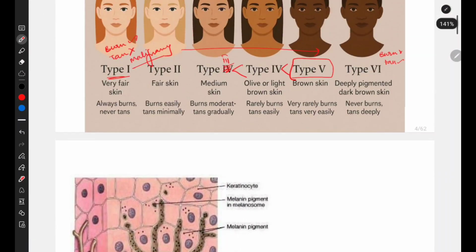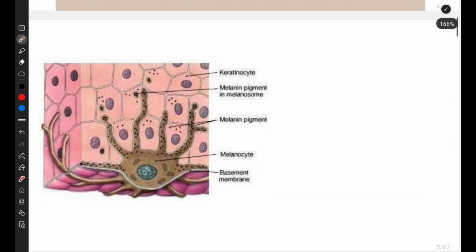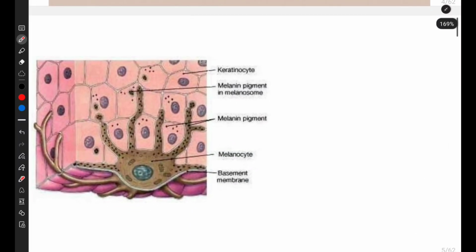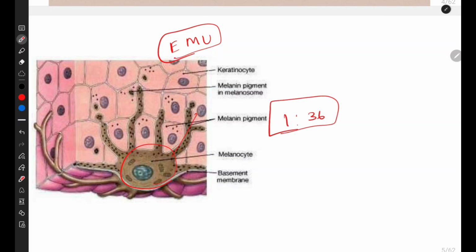So how does a person get even color? If you see, every person has an even skin tone over their body. That's because of this thing called the epidermal melanocyte unit. For example, this is one melanocyte. It will supply 36 keratinocytes. This is constant in every person. So this will ensure that the skin tone remains even throughout the skin.